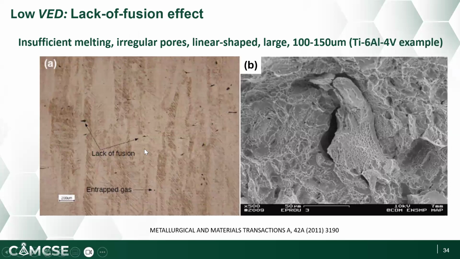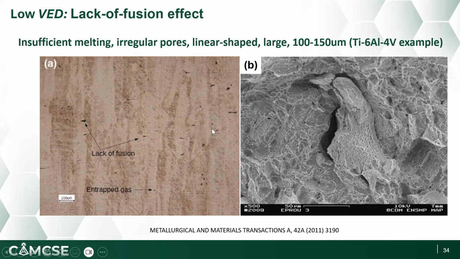And the lack of fusion defects often happen at the interlayer regions, the regions between the neighboring layers, right? Those lack of fusion defects often appear to be linear or line shapes. If you look at the optical micrographs here on the left, you can see those lack of fusion defects happen parallel to the interlayer.